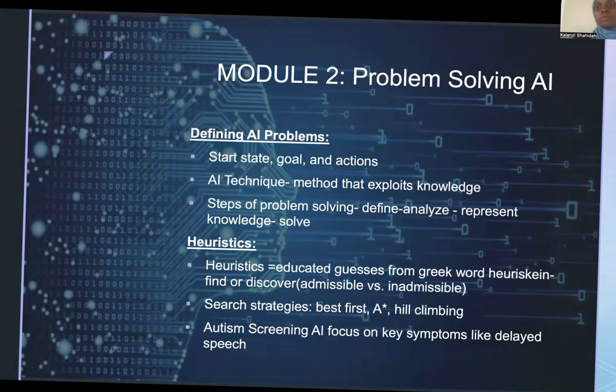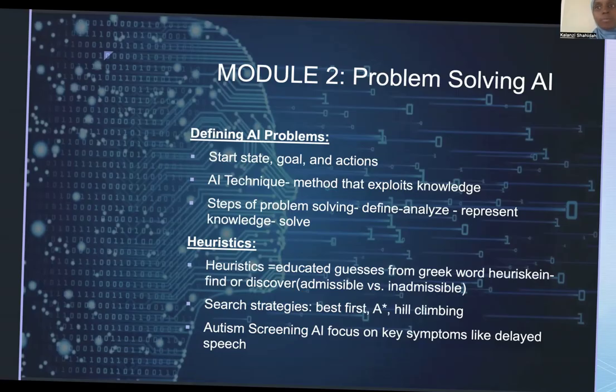The second module is problem-solving AI. When we talk about problem solving, we have the start state, we have the goal, we have actions. So we have a start state of the problem, the goal we have to reach, and the actions we do to reach that goal. In the same sense of problems in AI, we have AI technique. It's the method that exploits knowledge. You look for knowledge in different ways, so you exploit that knowledge.